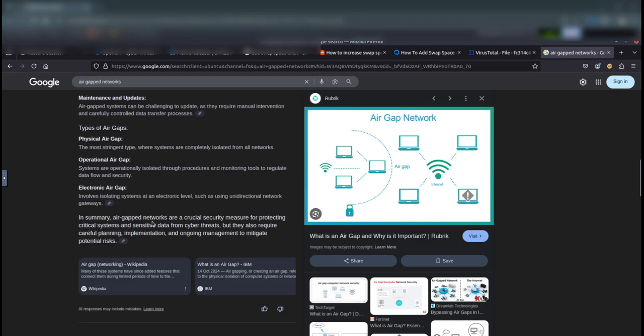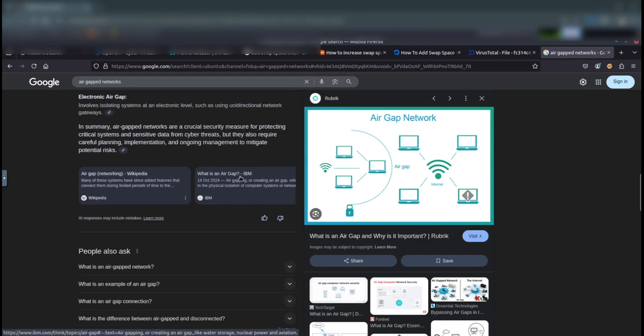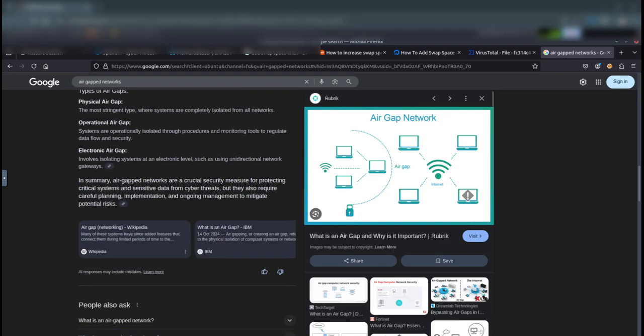In summary, air-gapped networks are a crucial security measure for protecting critical systems and sensitive data from cyber threats, but they require careful planning, implementation, and ongoing management to mitigate potential risks. Okay. So now let's proceed with the questions of the report we have.